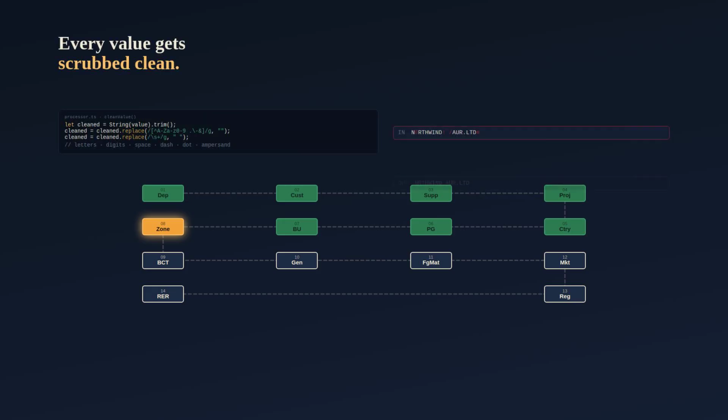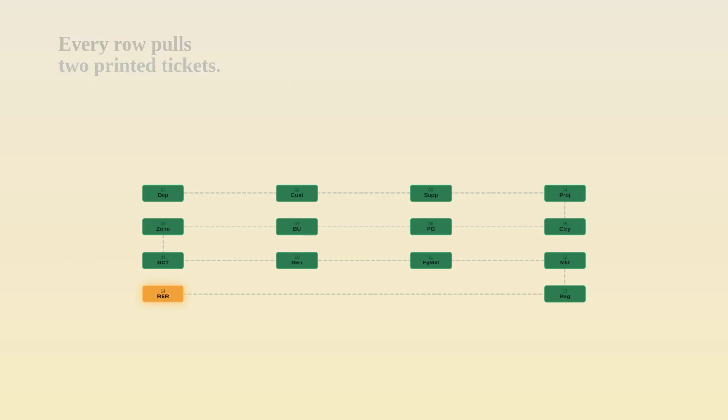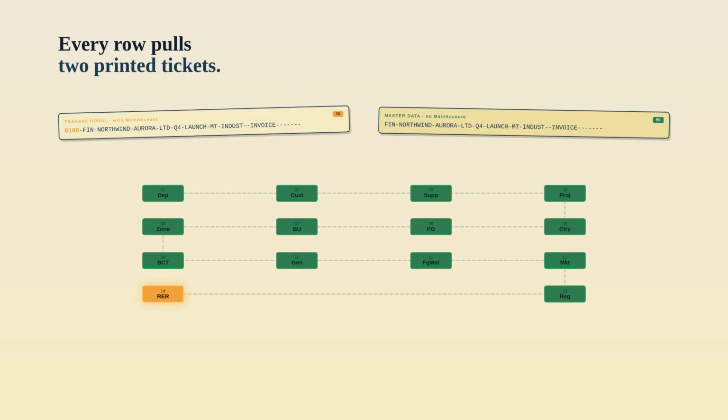A clean function strips every character that is not a letter, digit, space, dash, dot, or ampersand. The main account rides up front. Take the default ledger value or fall back to the department. Every row pulls 2 tickets: transactional with the main account prefix, master data without.